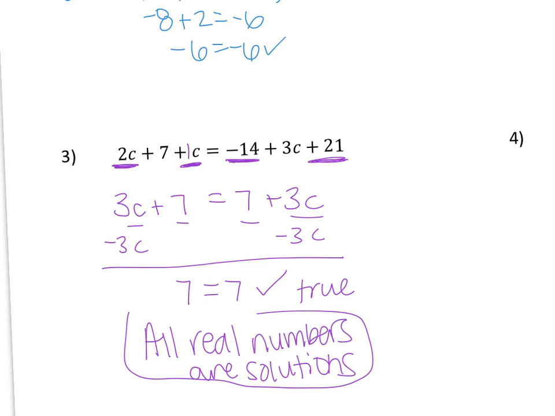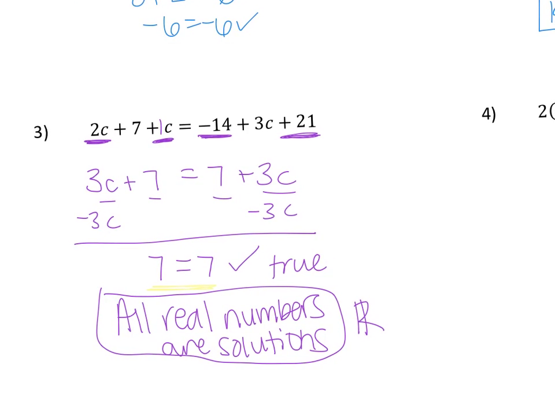Or if you don't want to write all that out, you could just use the symbol for all real numbers, the big R. So whenever your variables cancel out and the numbers equal each other, that means it's going to be all real solutions. So let's move over to number 4.